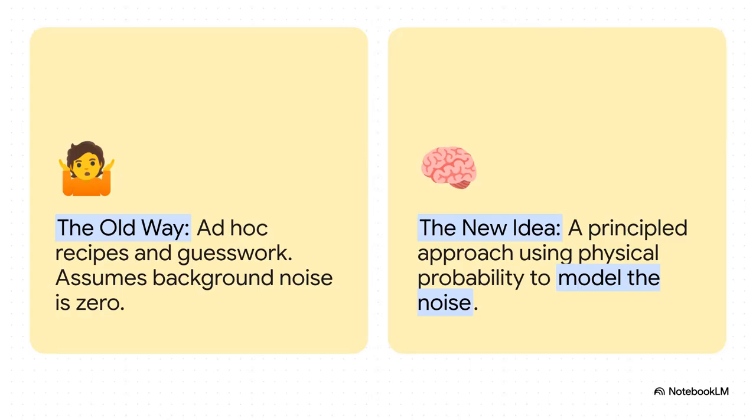And that right there gets to the heart of the problem. The old way? It was basically just guesswork. You'd kind of just assume the background noise was 0, which of course just created a whole new set of errors. The new idea this paper brought to the table was revolutionary. It said, let's stop guessing. Let's use a principled approach, one that's actually based on the physics and probability of the situation.